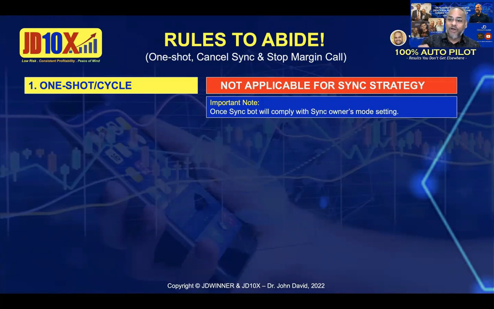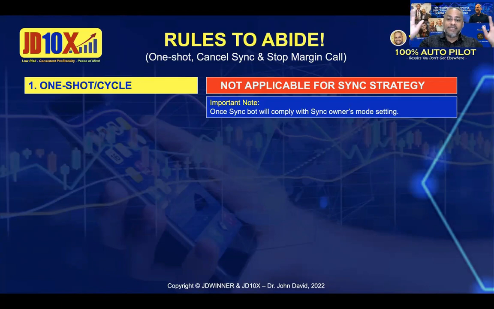Even if you put one shot, it doesn't mean that the bot will actually close that trade. Even if it hits the profit, the bot will continue to open the next trade because the bot knows that the sync strategy owner's setting is cycle. So don't waste your time changing one shot and cycle. We saw that many people are asking, I already put one shot, why is the bot not closing my trade and opening new trades? Because this function is not valid if you are using a sync strategy.